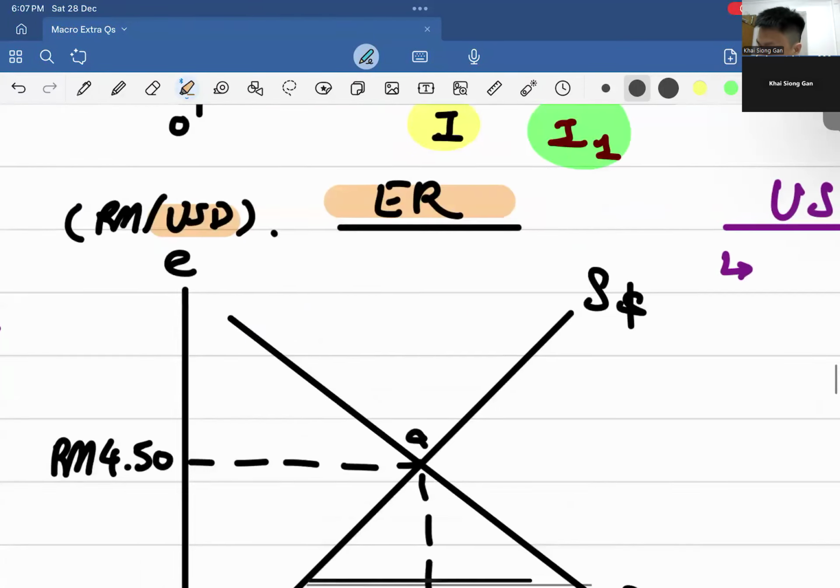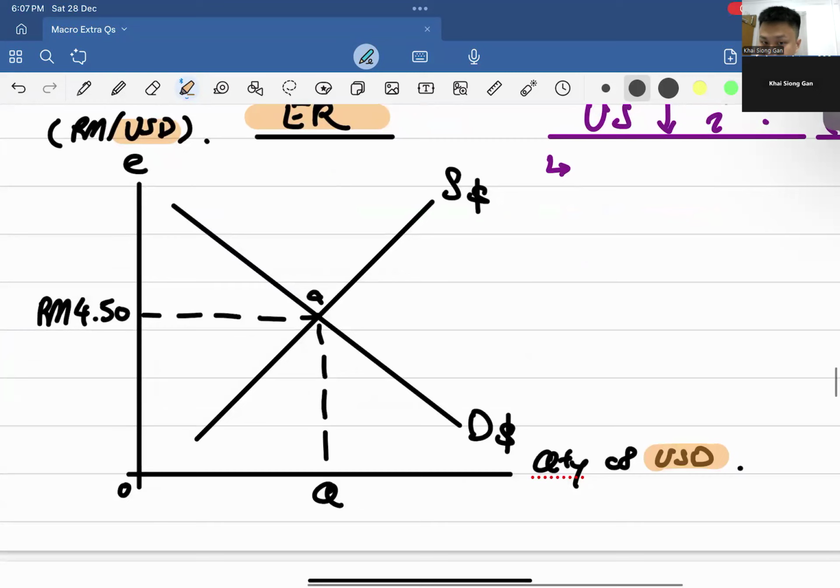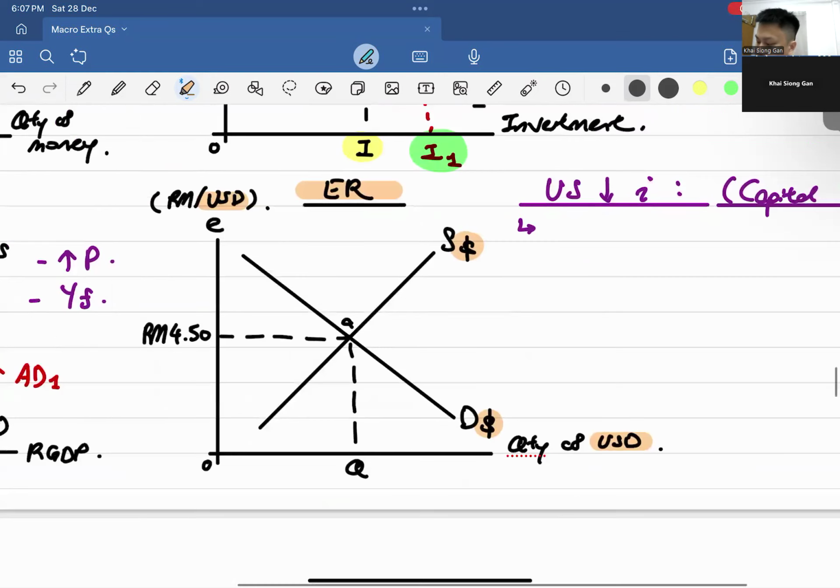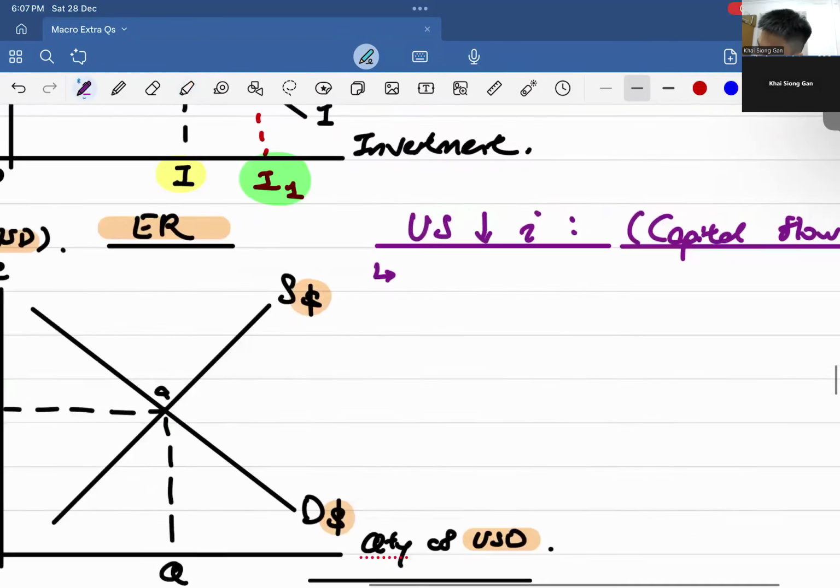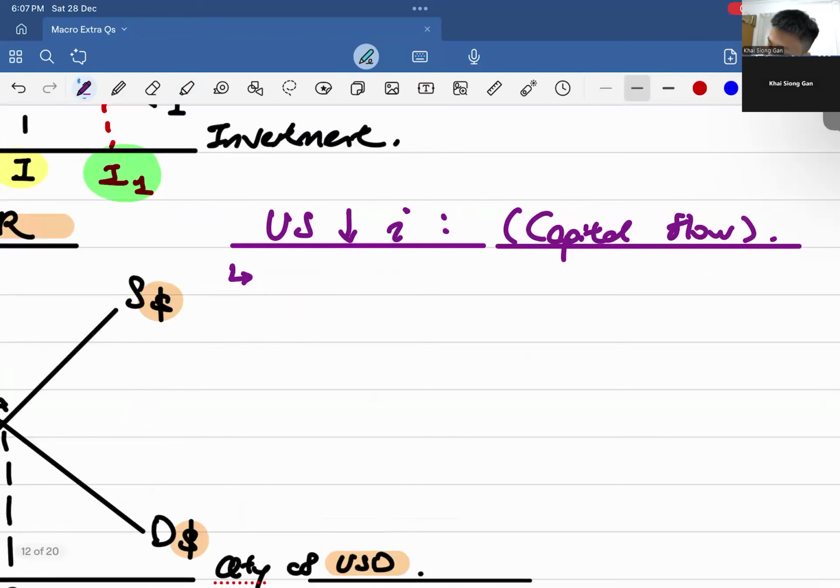Remember your graph drawing: RM per US dollar. Whatever is on the back over here will be on the x-axis. Therefore, the y-axis and x-axis are about US dollars, then demand and supply are about US dollars. So at first it is at point A. Therefore, the US reduces the interest rate.